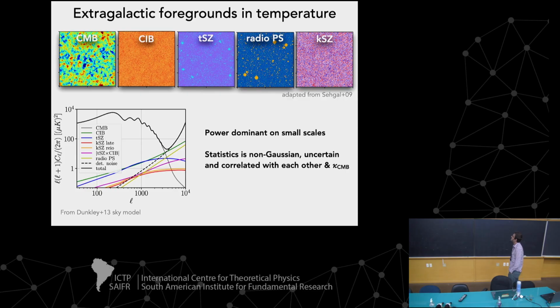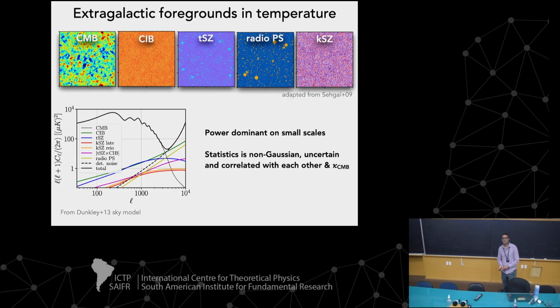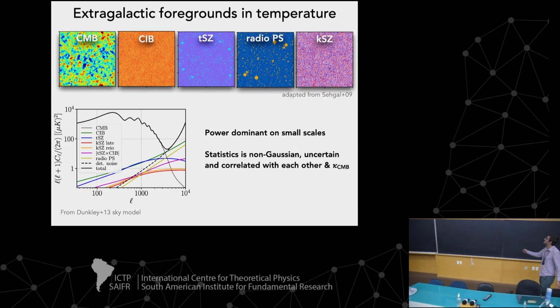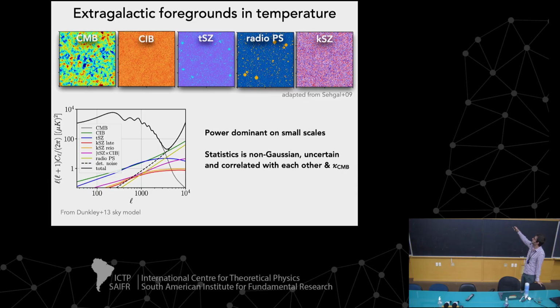To give you an idea of how these foregrounds compare to the typical detector noise of CMB experiments, this dashed line you see here is the typical level of detector noise, so noise from your instrument as opposed to from the sky, that you get with something like ACT or Simons Observatory.